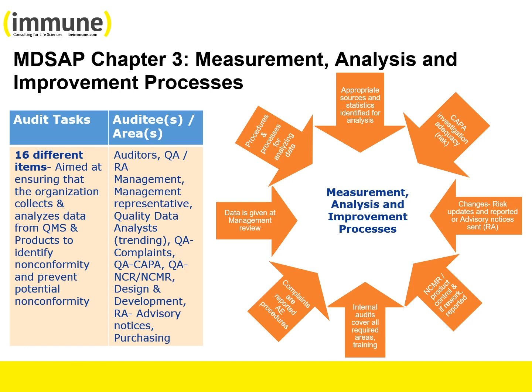There are 16 different audit items in this chapter aimed at ensuring that the organization analyzes information and data from the quality management system to identify potential or occurring quality issues, correct them, and measure those outcomes again. Areas that could be involved in this portion of the audit are internal auditors, quality and regulatory management, the management representative, quality data analysts or people that perform trending, the quality assurance complaint department, individuals responsible for CAPA, individuals responsible for nonconformances, design and development personnel, regulatory authorities, reporting, or individuals responsible for purchasing.